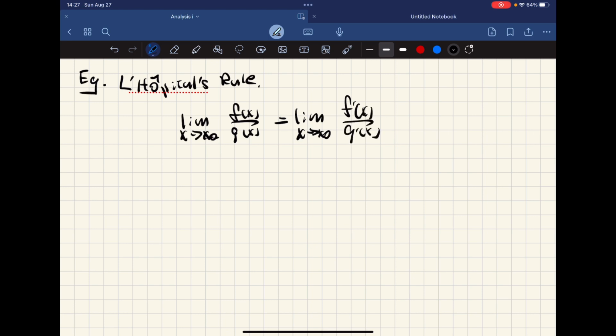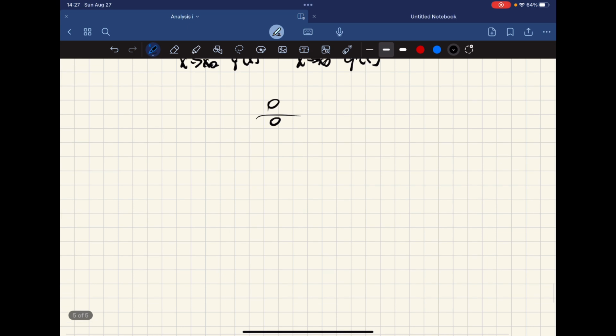And you might also recall, if you still do, that it can only be applied if you have infinity on both the numerator and denominator, or you have 0 over 0. However, even in the case where you have 0 over 0, this rule might not apply. Let me just give you an example.